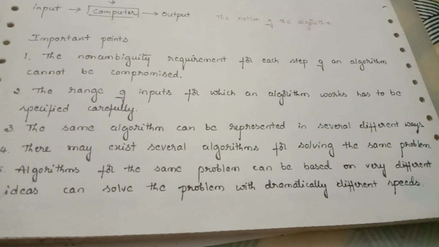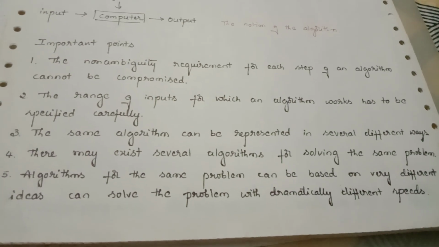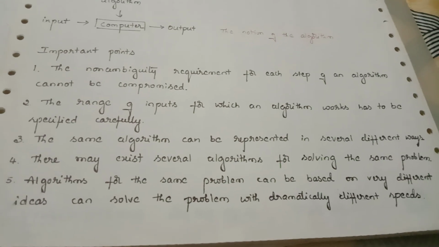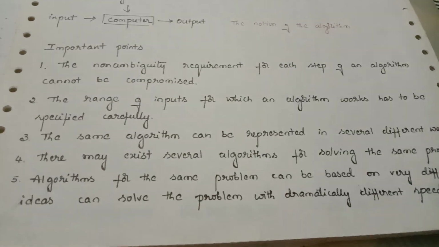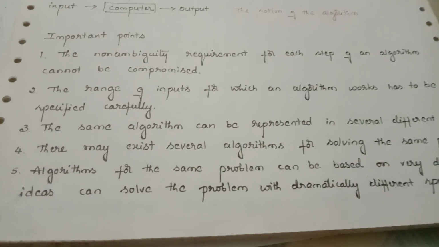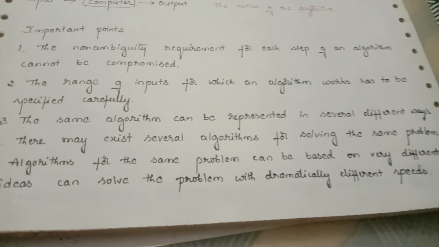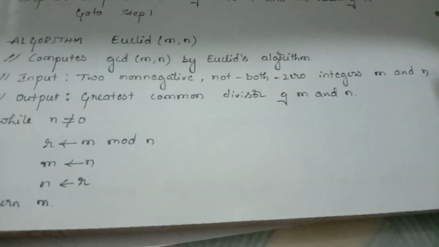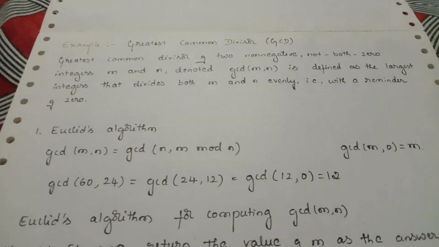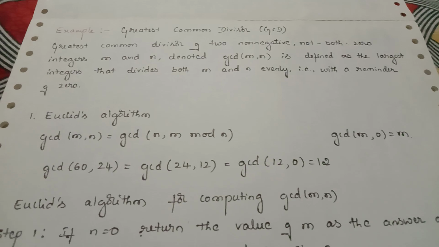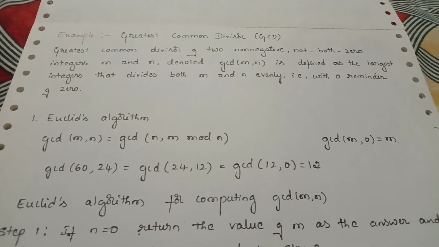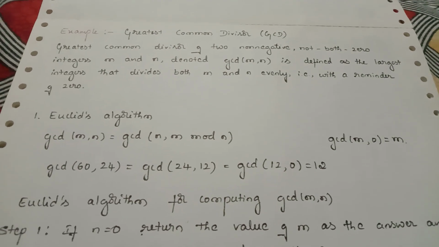So let us solve an example. Let us take a problem and examine whether an algorithm really possesses all these important points or not. So what is that example? The example I have taken here is the greatest common divisor. This is a simple example, and all of you may be familiar with it.